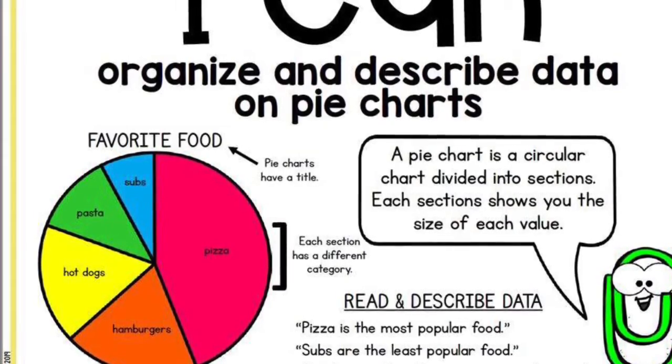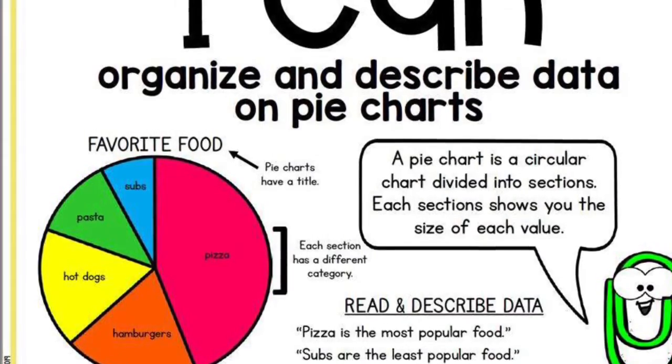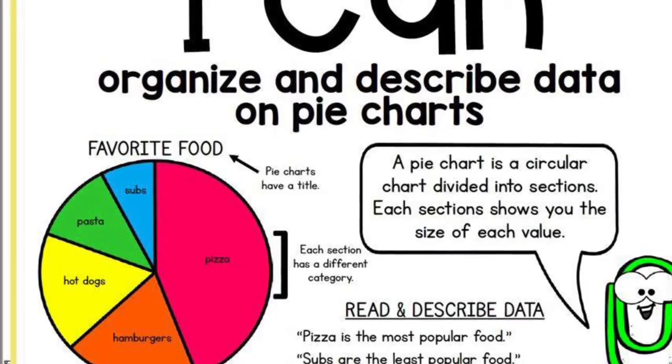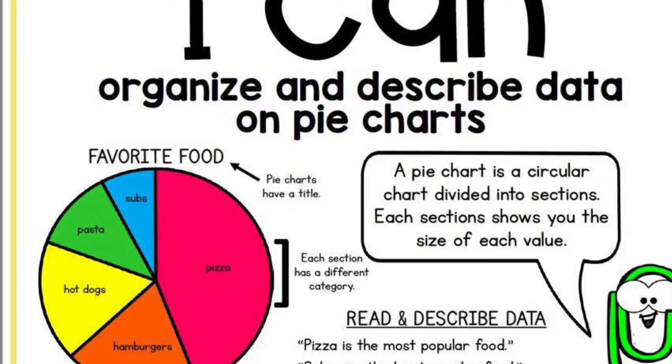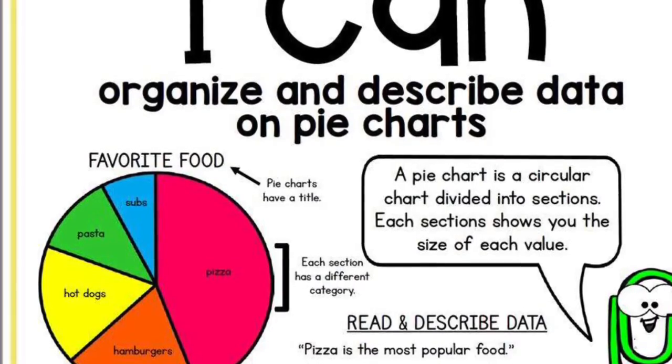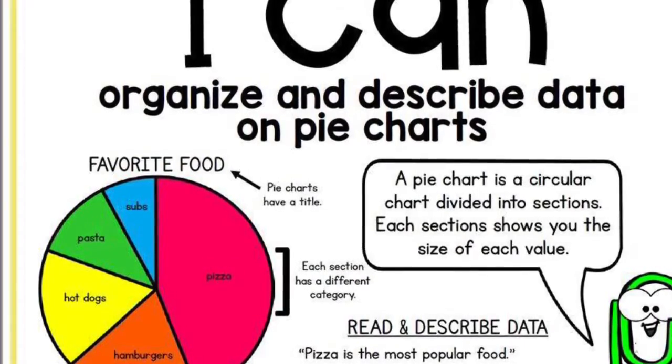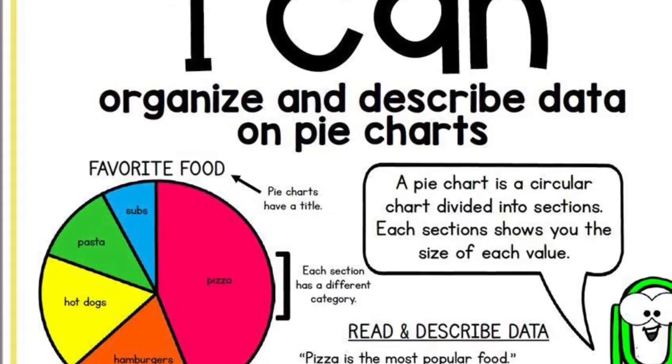A pie graph is a way to share your data, a way to take those tally marks and to find out your information and to share it with others so that people can see it. It's always color-coded and it always has a title on top.